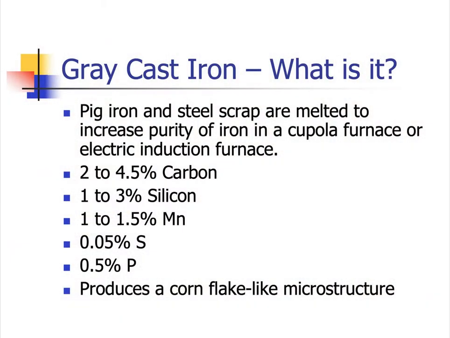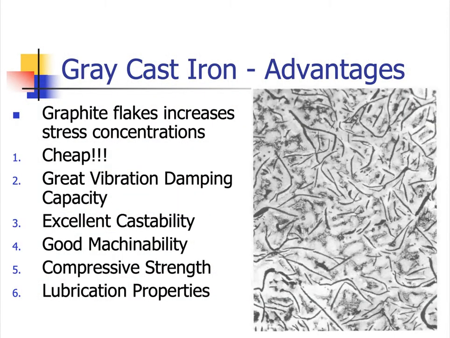So what does cast iron actually look like? It looks like this. If we take it under a microscope, and the way we do this is we take our sample of cast iron, we cut it in half, we polish it, and then very, very fine polish with abrasives, and then we look at it on the microscope.